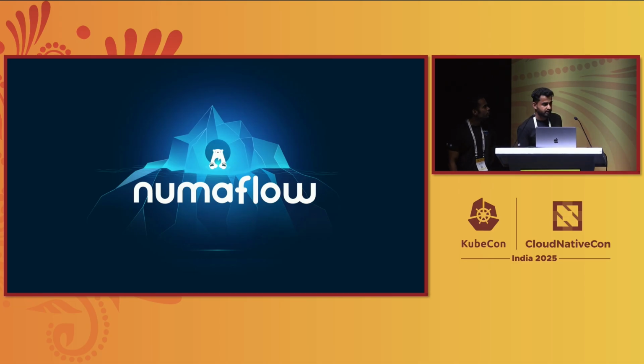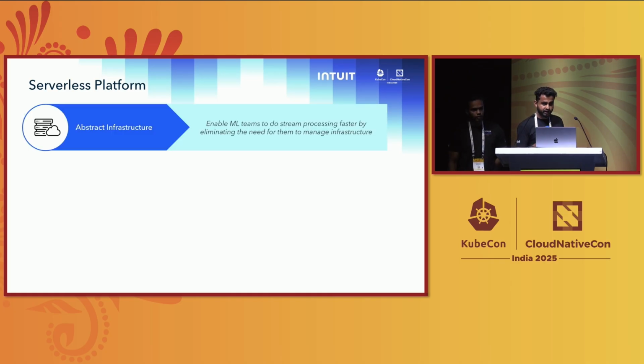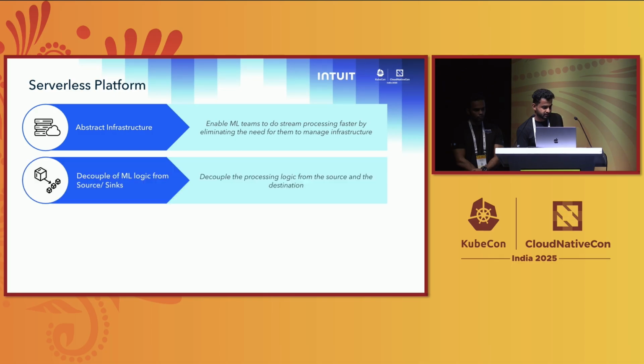So now let's see what exactly is Numaflow. The way we define Numaflow is as a serverless platform to do stream processing. What all did we solve, right? So the first important thing is we abstract out the infrastructure. So we enabled ML engineers to do stream processing faster by completely abstracting the infrastructure so that they can only focus on writing the business logic. And us being the platform, we will take care of all the infrastructure and manage it.